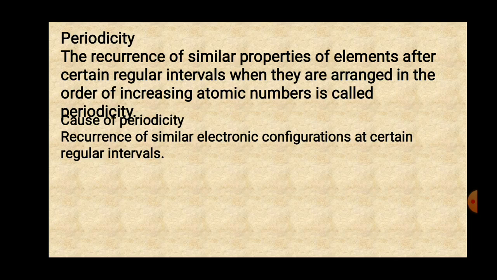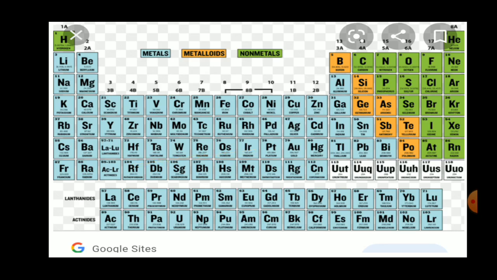Okay, I will repeat it again. What is periodicity? It is a repetition or recurrence of similar properties of elements after certain regular intervals when they are arranged in the order of increasing atomic number. Now, what is the reason or cause of periodicity? Periodicity exists due to the recurrence of a similar electronic configuration at certain regular intervals. That means if you watch the periodic table, see the first group.